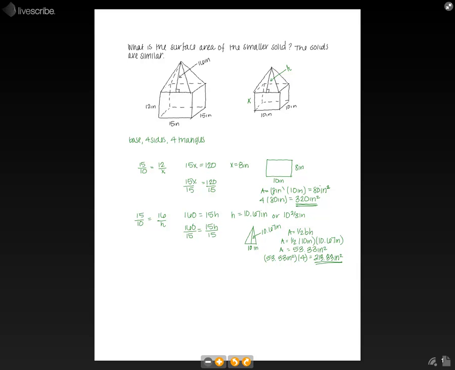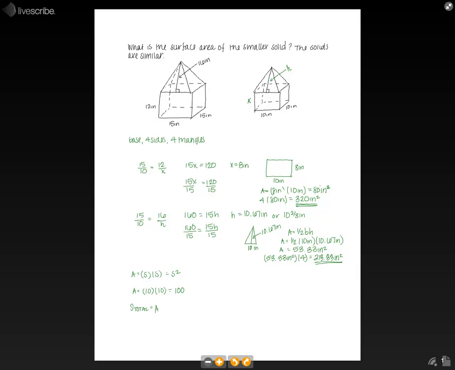Alright, so the last part is to find the area of the base. So the base is just a square, so we know that the area of a square is side times side, which is side squared. Alright, and we know that our sides are 10, so we have area equals 10 times 10, or 100.